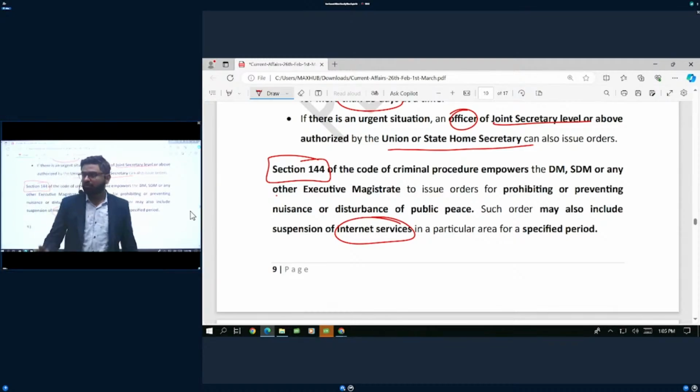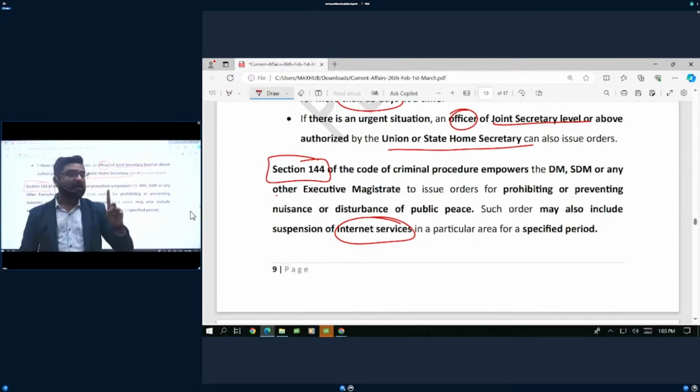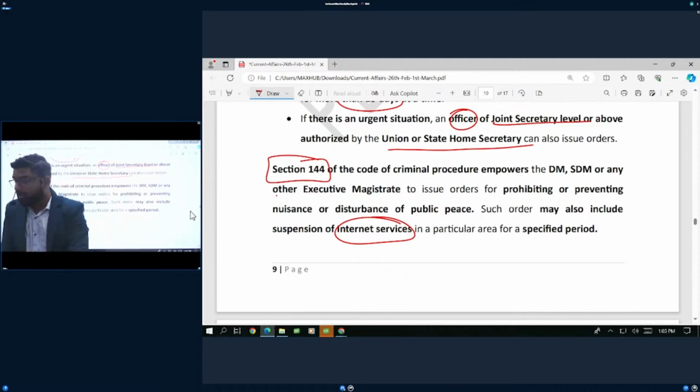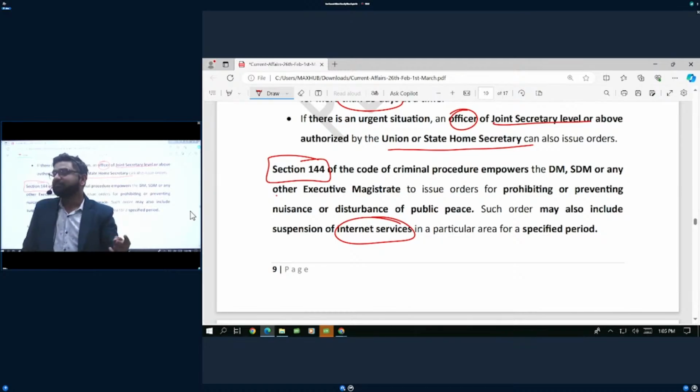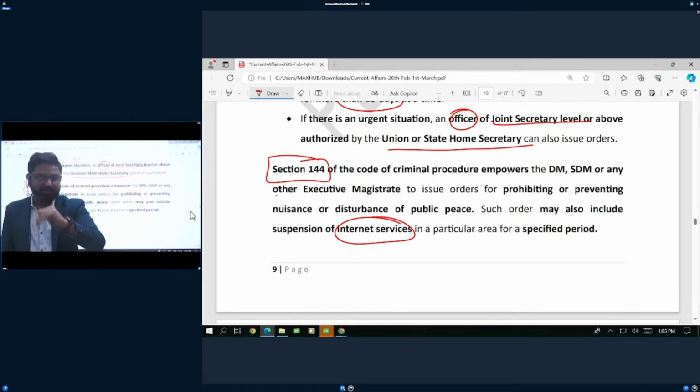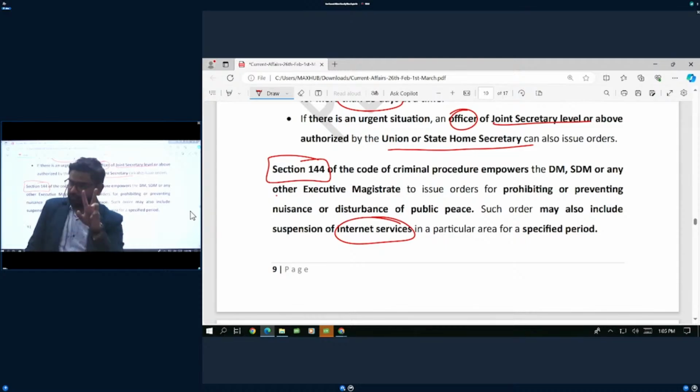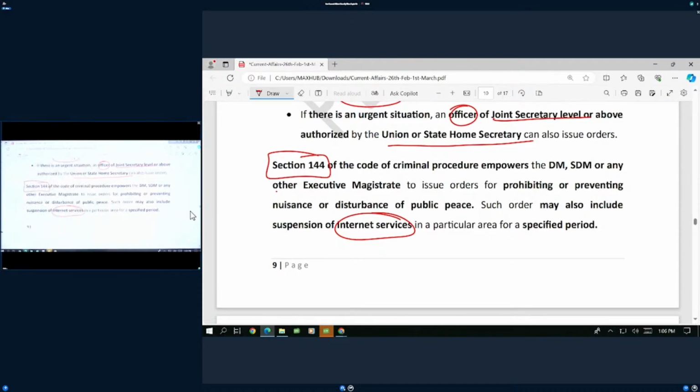So now we have two provisions. First, under the Telegraph Act, only the Home Secretary can issue an order. Under Section 144, even DMs, SDMs, and equivalent rank can issue orders. So we have two different provisions. Clear this much? So now let's see what the issues with this are.